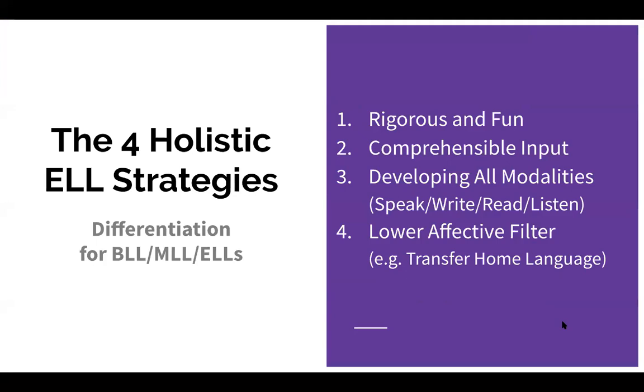Let's jump in. So the 4 ELL strategies basically are to differentiate instruction for your students. The first one is rigor. We need to keep it at the grade level, as you all know, but also keep it fun. The next is comprehensible input. That means the lessons that you're providing them and also the questions that you ask all come into the umbrella of, is this comprehensible for the ELL before they get into the calculation of the math, as much as possible? The third is develop all modalities, meaning speaking, writing, reading, and listening in your math lessons.